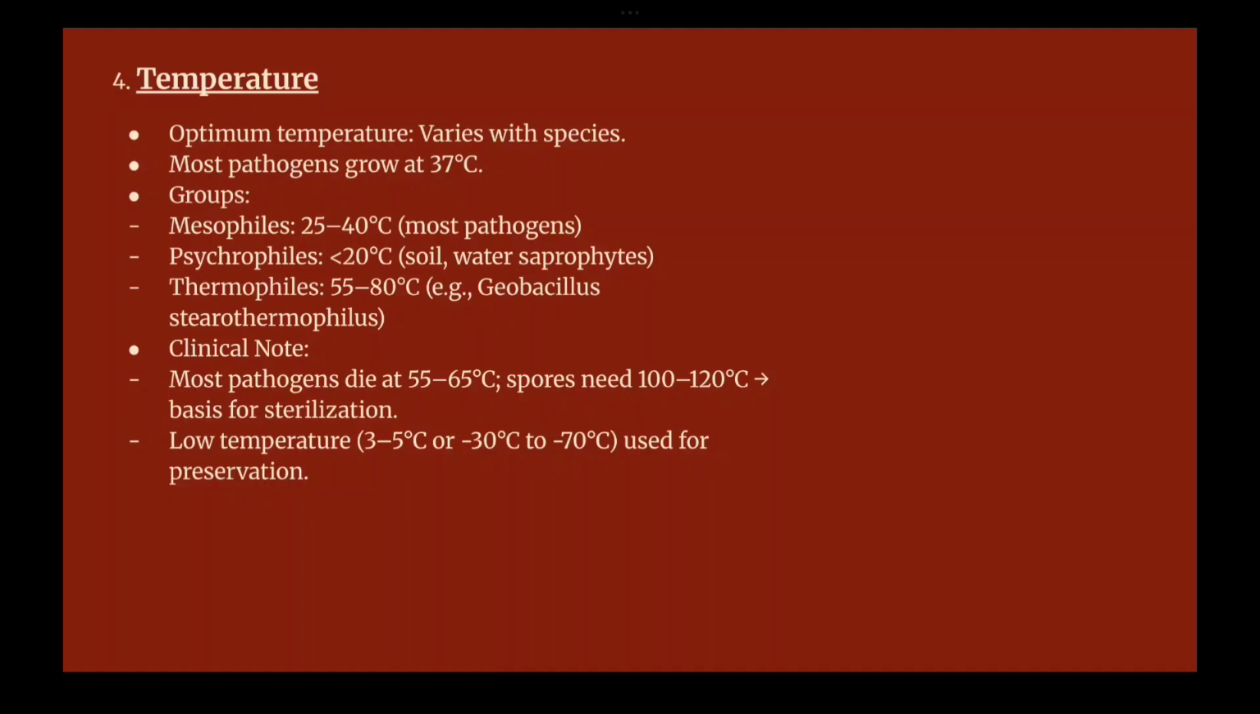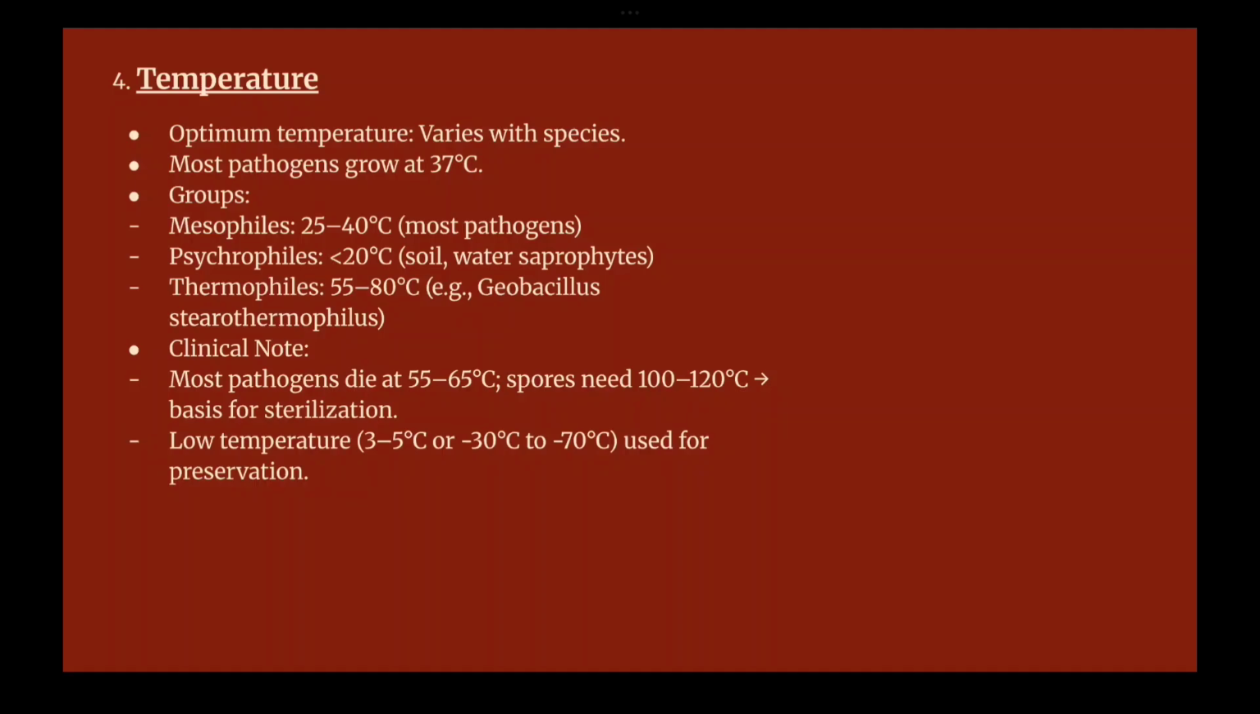Psychrophiles grow at temperatures lower than 20 degrees Celsius, and usually the bacteria grow as soil or water saprophytes. The saprophytes are the ones that feed on dead and decaying organisms. The thermophiles are the ones with high temperatures, that is, 55 to 80 degrees Celsius is required for the growth of the bacteria. One such example is Geobacillus stearothermophilus. So these require higher temperatures. Geobacillus stearothermophilus might be growing near hot springs.